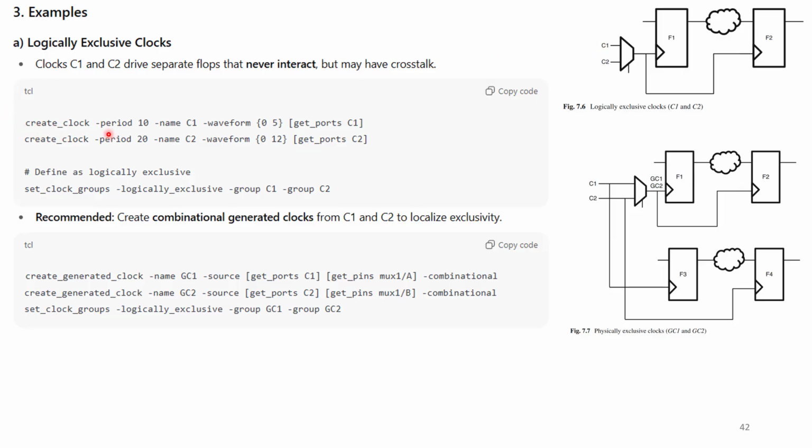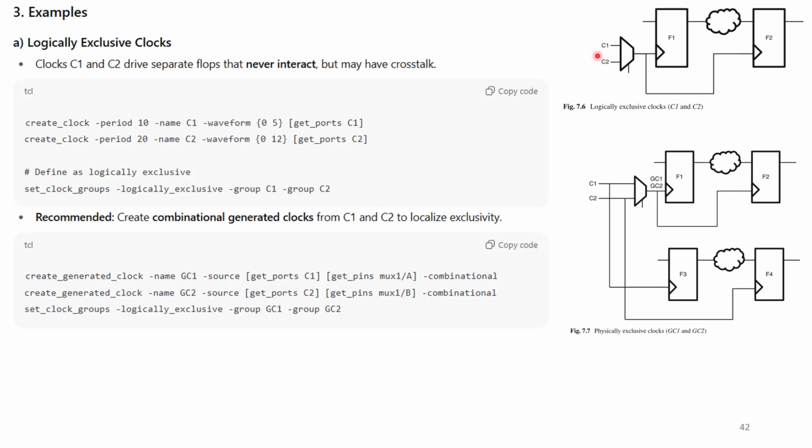create_clock -period 10 nanoseconds -name C1 -waveform {0 5}. The 0 is the rising edge and 5 is the falling edge, and this is at [get_ports C1]. Next, this is for C2: create_clock -period 20 -name C2 -waveform {0 12}. So rising is at 0, falling is at 12, and this is at [get_ports C2]. So we have written the create_clock command for C1 and C2.